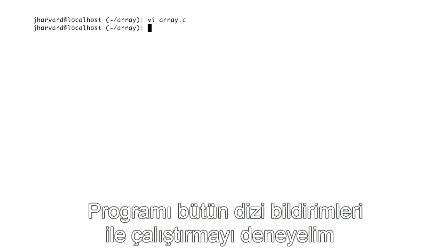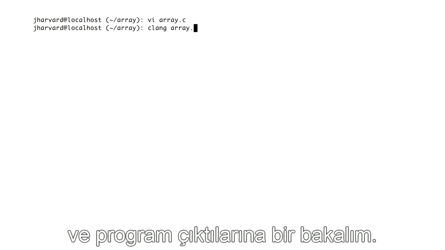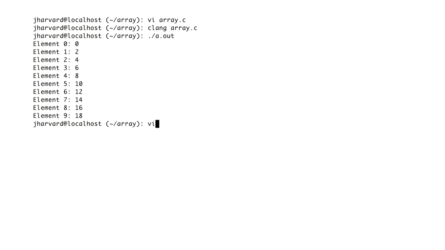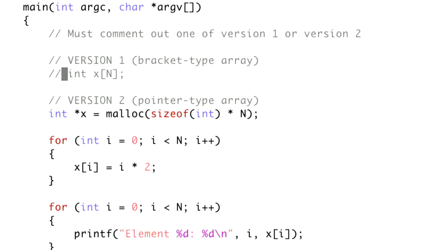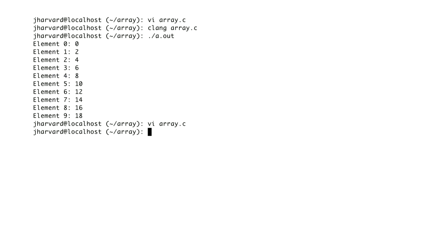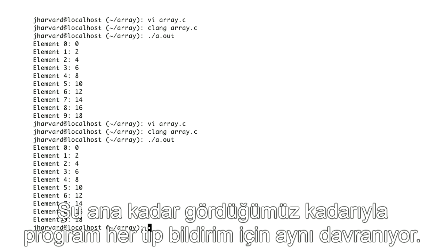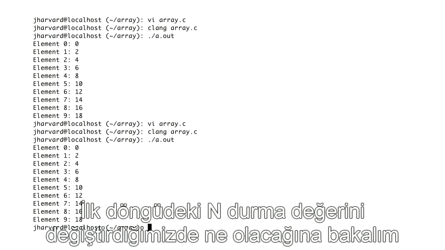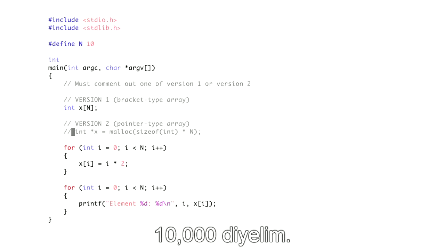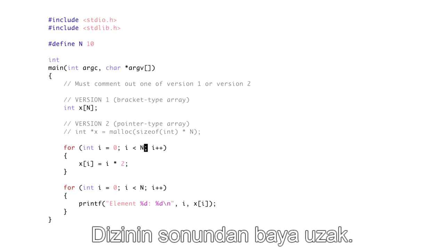Let's try running the program with both types of array declarations and take a look at the output of the program. As far as we can see, the program behaves the same way for both types of declarations. Let's also take a look at what happens if we change the first loop to not stop at n, but rather say 10,000, way beyond the end of the array.